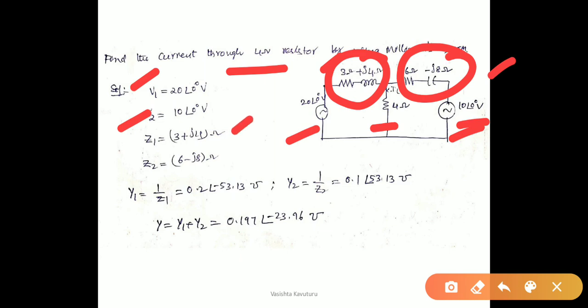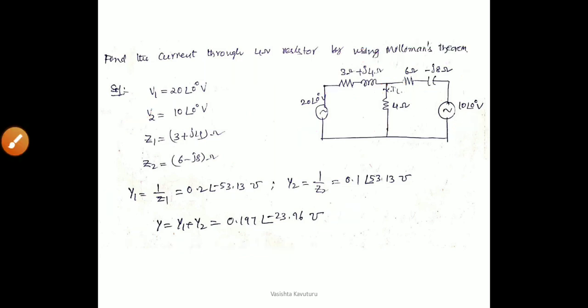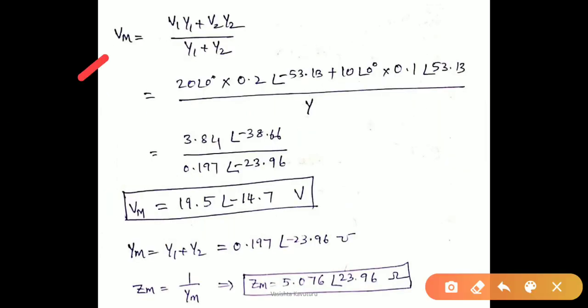After writing the values of Z1 and Z2, we can calculate Y1 and Y2 as the reciprocals of their impedances, and the total admittance Y is equal to Y1 plus Y2, calculated in polar form as shown here. Now the Millman voltage Vm is given by the formula V1 Y1 plus V2 Y2 divided by Y1 plus Y2. Therefore Vm can be calculated as 19.5 angle minus 14.7 volts. Similarly Ym, the Millman admittance, that is Y1 plus Y2, is calculated as 0.197 angle minus 23.96 mho.